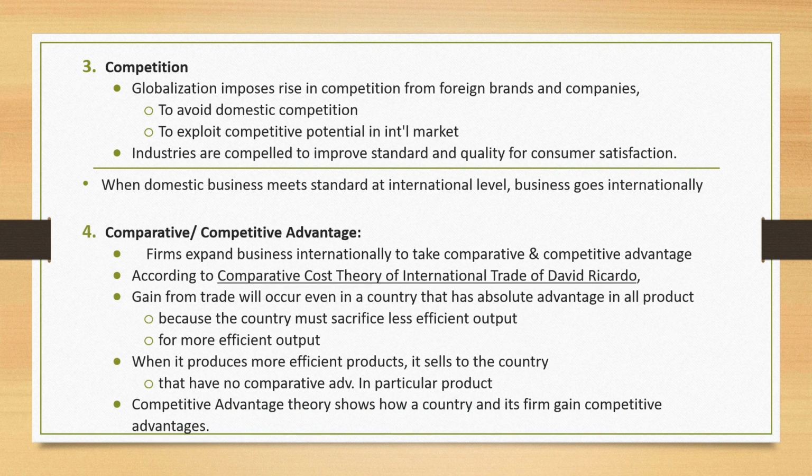Next we have comparative and competitive advantage. Here firms expand their business internationally to take comparative and competitive advantage, according to the comparative cost theory of international trade of David Ricardo. Gain from trade will occur even in a country that has absolute advantage in all the products, because the country must sacrifice less efficient output for more efficient output. When it produces the more efficient product, it sells to the country that has no comparative advantage in that particular product. So competitive theory shows how a country and its firms gain competitive advantage.